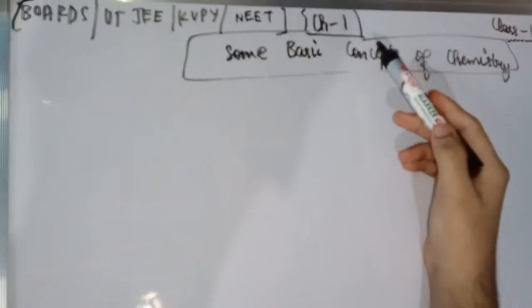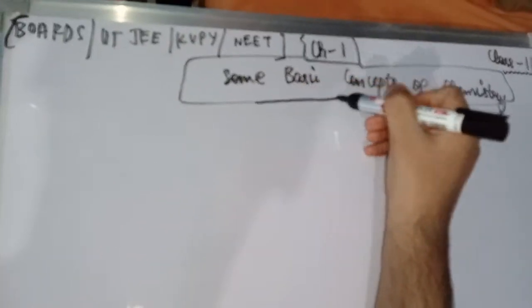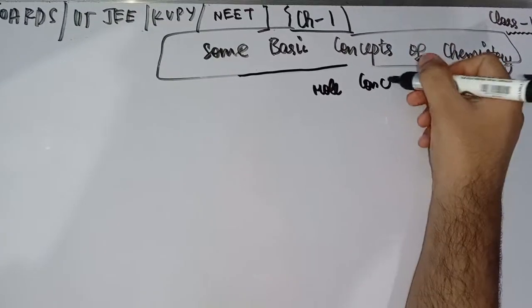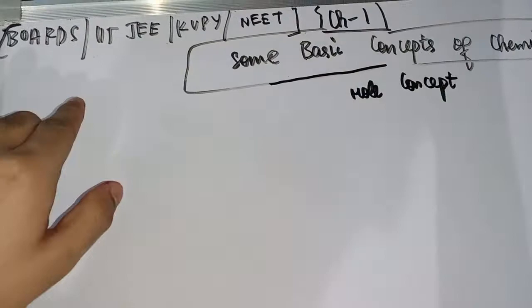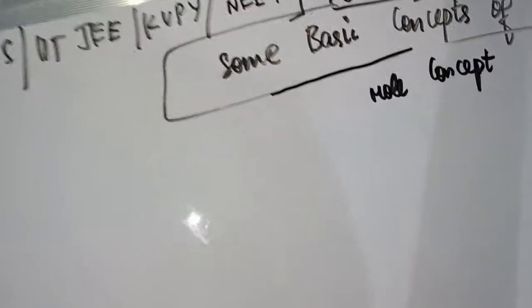Hello everyone, today we'll be starting with chapter 1, that is the first chapter of class 11 chemistry. The name of the chapter is Some Basic Concepts of Chemistry. This chapter is also taught by the name Mole Concept in coachings, and whatever I'll be teaching you in this video would be purely sufficient for IIT JEE, KVPY, NEET and other competitive exams. So this is your one-stop solution for all your study needs.